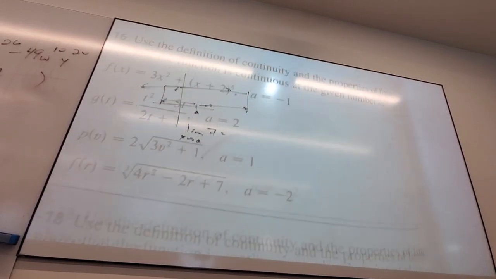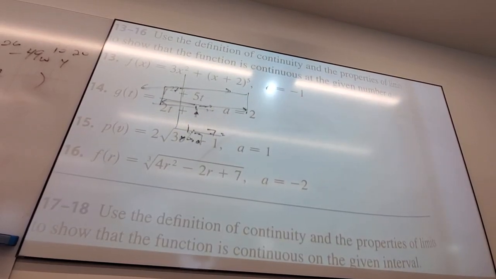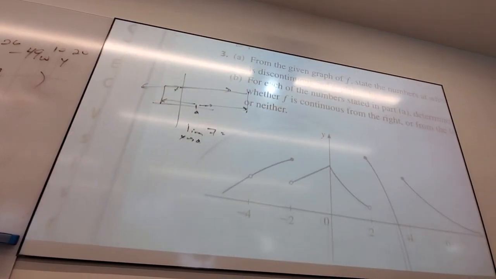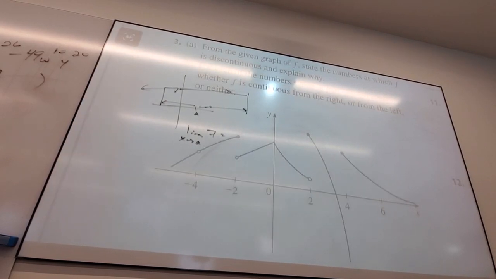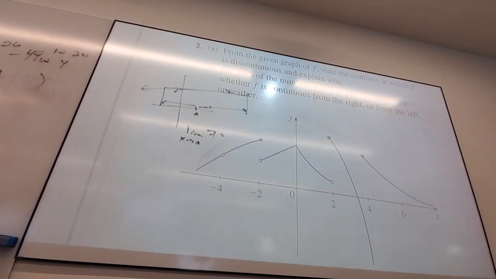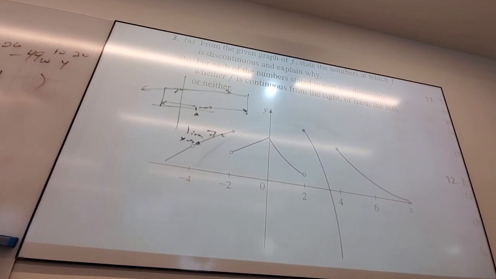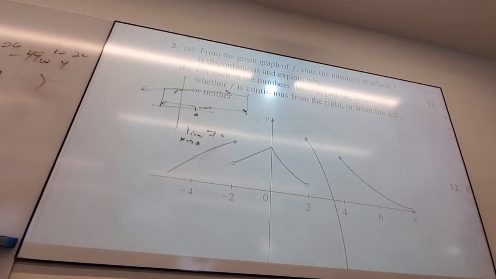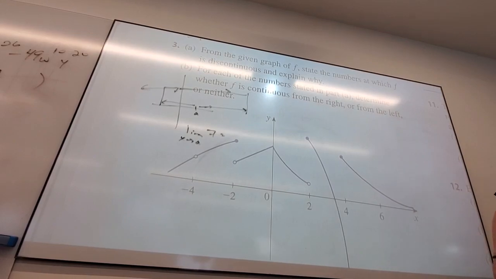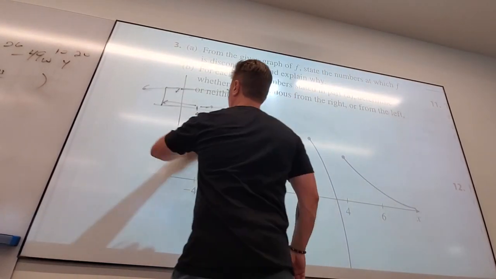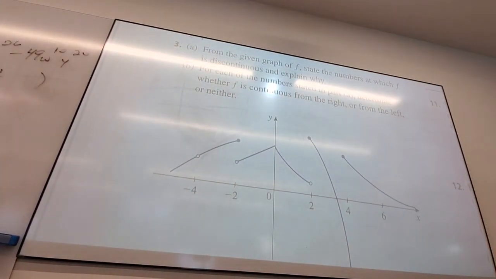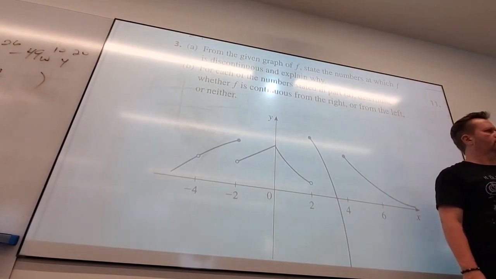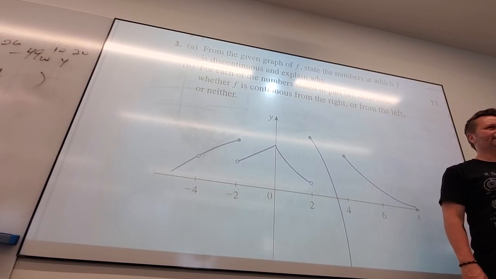Page 124, question 3? Okay, so 3. State the numbers. Can anyone tell me how many discontinuities there are in this? How many discontinuities are there? How do you tell where there's a discontinuity? The circle, yeah.